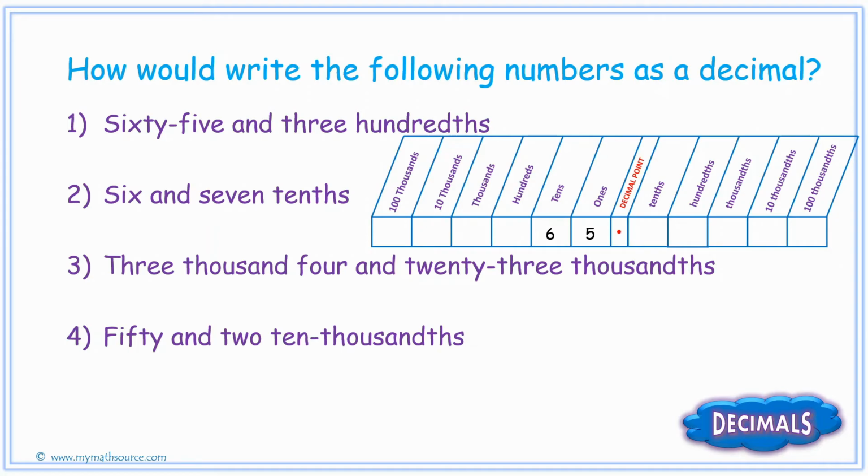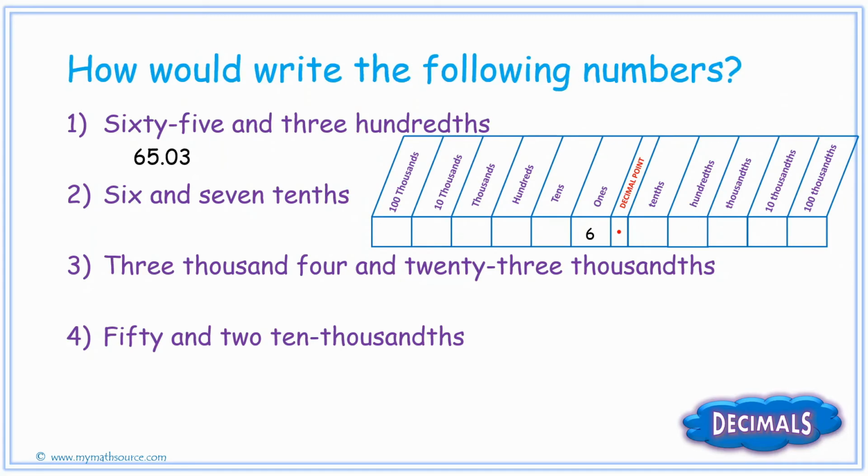Because there's the word and, we know that's the decimal point. And because 3 is in the hundredths position, we know there must be a 0 in front of the 3 since it wasn't stated in the actual name. So this number, commonly known as 65.03, is actually 65 and 3/100ths. Number 2 is simply 6, and is the decimal point, and 7 is located in the tenths position. So that's how we would write that number in numerical form.